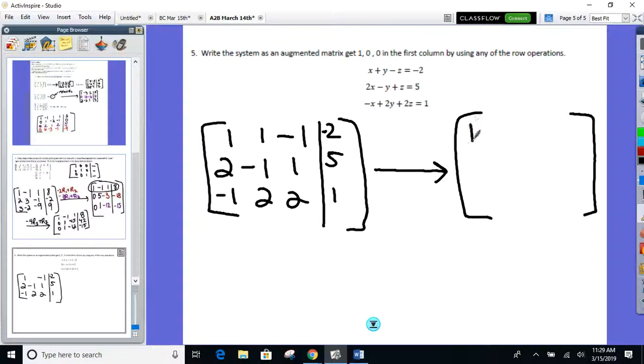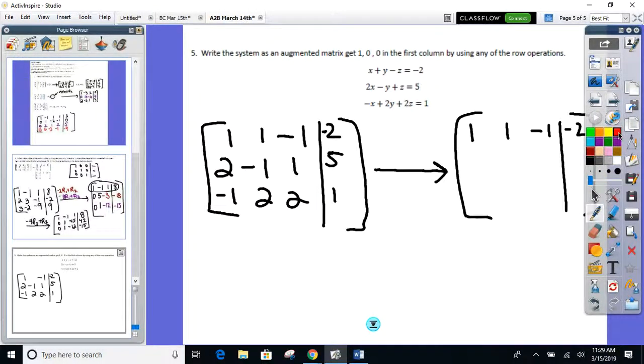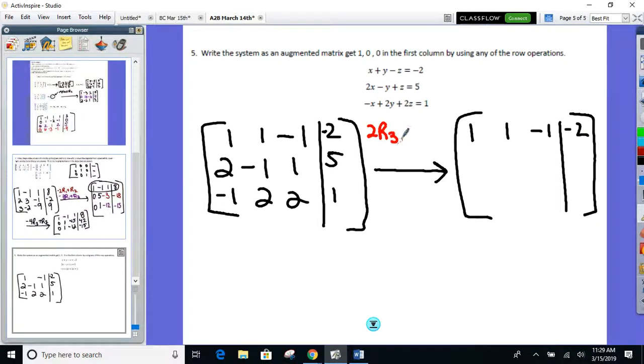So first row is good. I got a 1 where I needed it. Anybody want to give me a rule how to make that 2 into a 0? There's a couple ways you could go here. There's just not one rule that's the correct one. You could use row 3 or row 1 here. Matt? 2 times row 3, and then what do you got to do to it? Add? Okay.